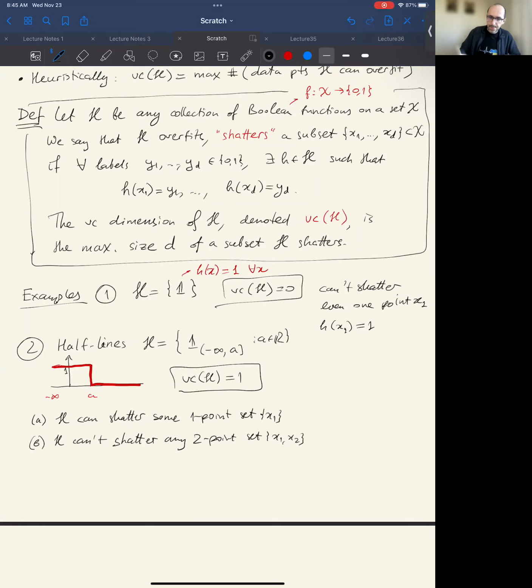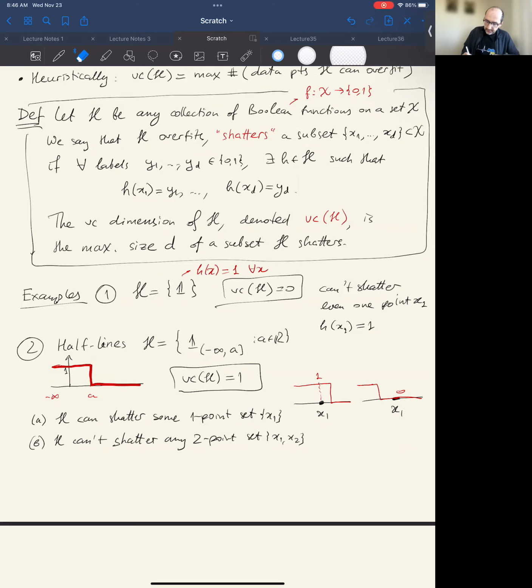Good. Let's see. So how can it shatter a one-point set? Let's take actually any x1, any x1 is good. To check that H shatters this point, we need to find two functions: one that takes value 1 on x1, and a second that takes value 0 on x1. This way it will realize any assignment. Well, that's easy. This is one function, this is another function. Takes value 1 here, takes value 0 here. So H of x1 is 1, H of x1 is 0. There are two functions, so any possible label assignment can be realized.